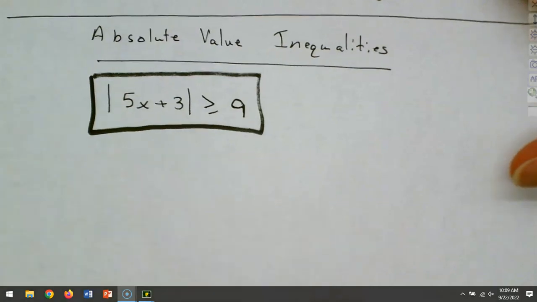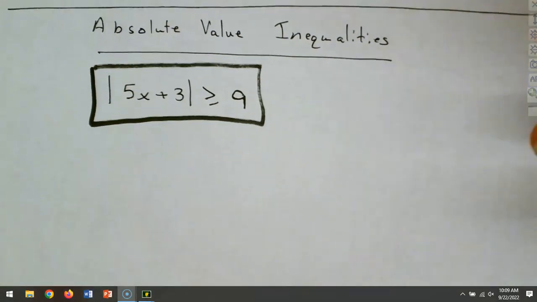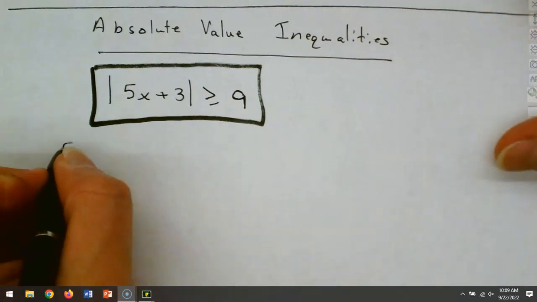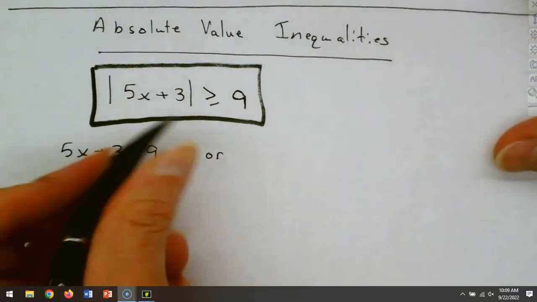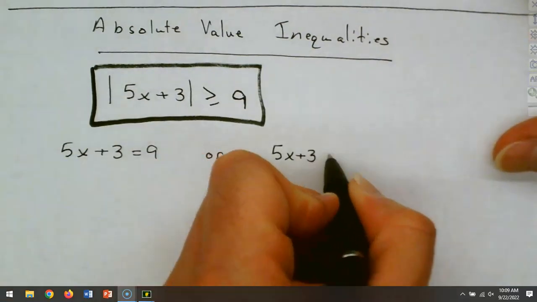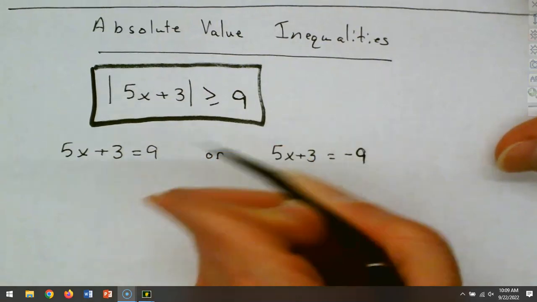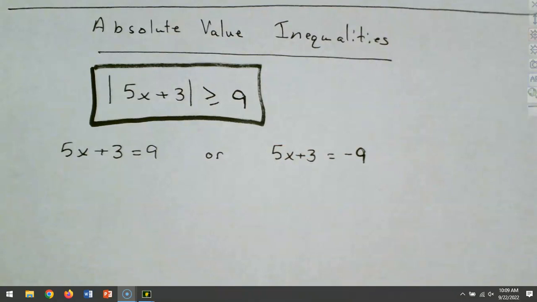Okay, so this is our absolute value inequality. So what would we look at when we solve? We're going to solve these two. 5x plus 3 equals 9, or 5x plus 3 equals a negative 9. So there's our two equations. Now, the difference is when we solve these and work them out, these are going to have to go on a number line. And when they go on a number line, you only have two choices. We'll talk about both of them in a moment, but it's either in the middle or the ends.